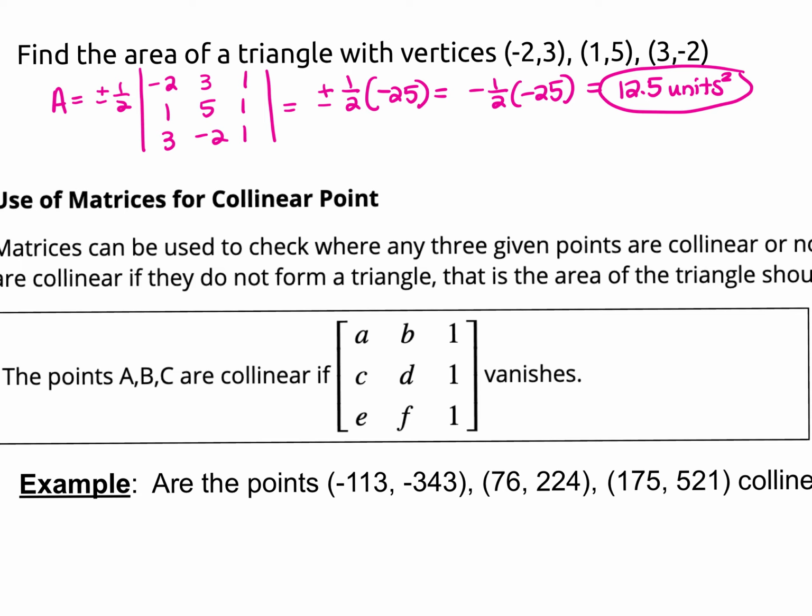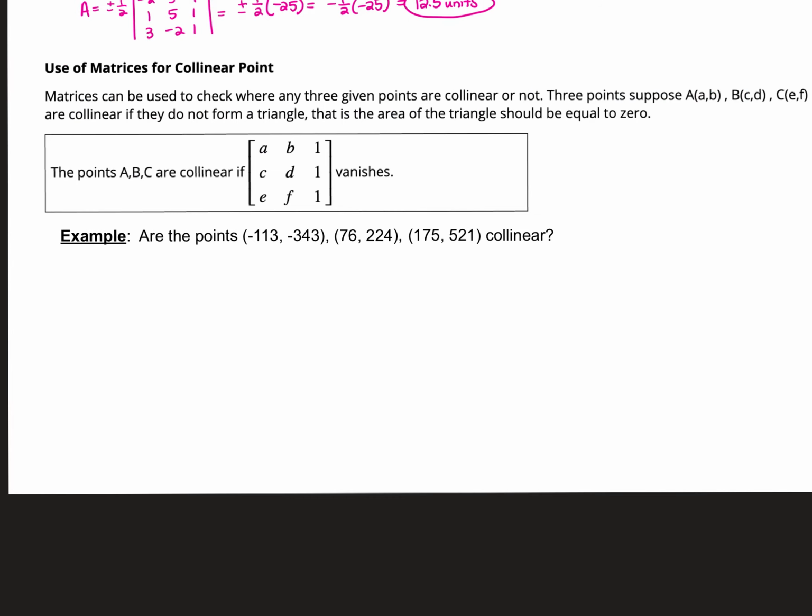Okay, one last quick application here, and it's pretty much directly related to what we just did. If I wanted to determine if 3 points were collinear, collinear meaning they lie on the same line. So there's only 2 options: either all 3 points lie on the same line, or they don't. And if they don't, those 3 points will create a triangle.